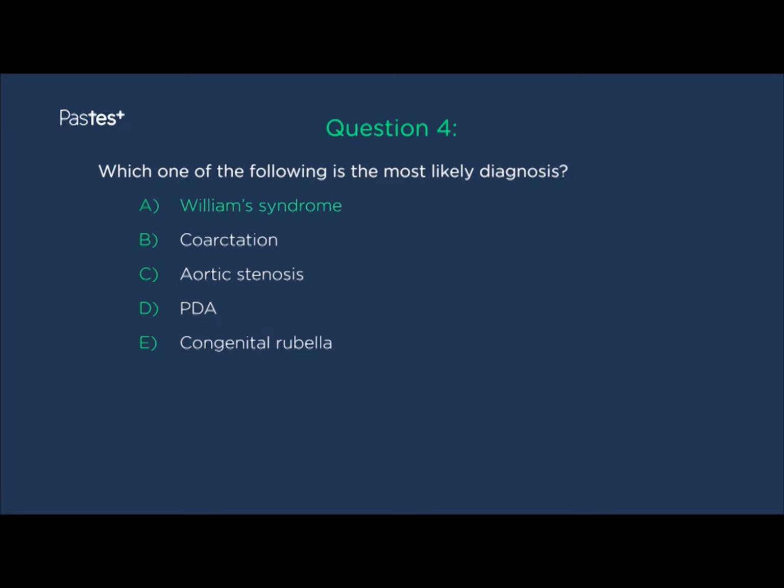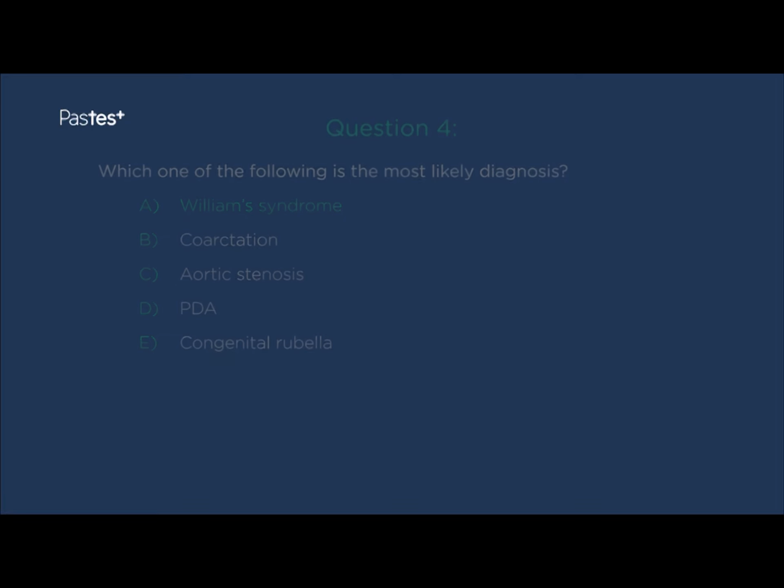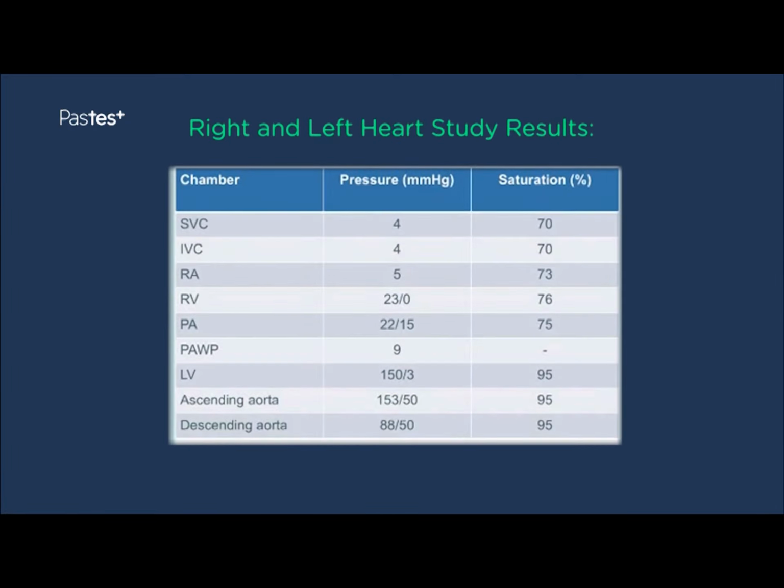If you answered A, Williams syndrome, you were correct. Williams syndrome is characterized by elfin faces, learning difficulties due to microdeletion on chromosome 7. If we look at the pressure traces here, you can see that there's a clear abnormality between the pressure in the ascending aorta and the descending aorta. Pressure in the ascending aorta is 153 millimeters of mercury, whereas that in the descending aorta is 88 millimeters of mercury.